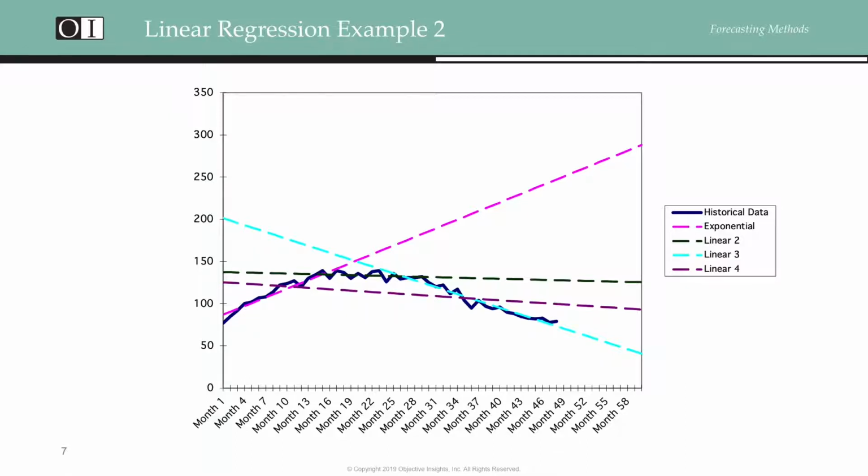So all of these are perfectly legitimate representations of the historical data. The question is, which part of the historical data do you think is most important? Is it the beginning part, the middle part, the ending part, or the whole thing? And you as a forecaster have to decide that, because you have to pick what data you want to use to create the linear regression.